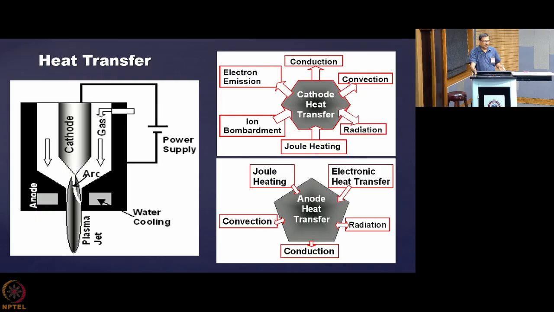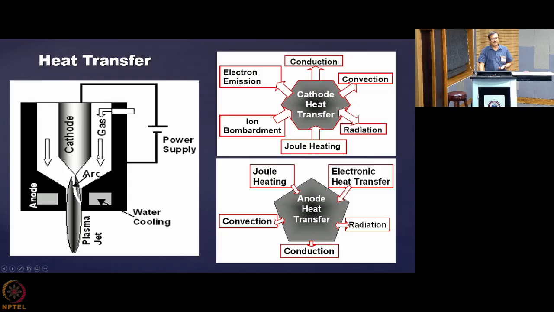Now there is another kind of torch, which is called the transfer arc. There you really don't need an additional segment. You directly connect the arc to the job. In that case, because no other segment is there, the efficiency becomes very high.